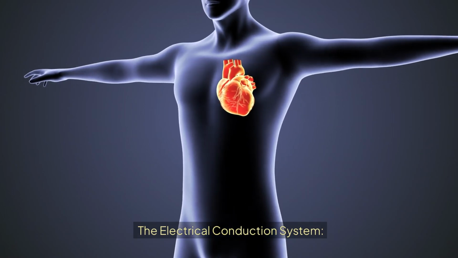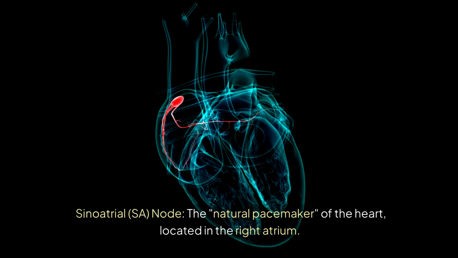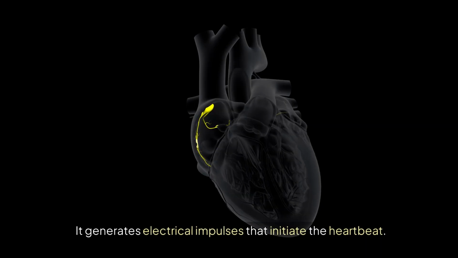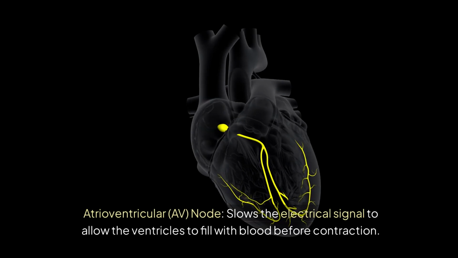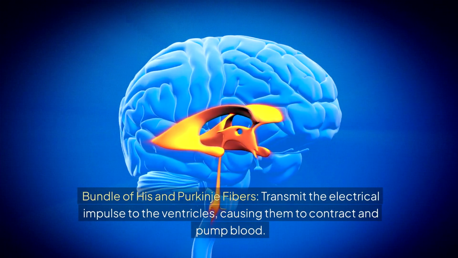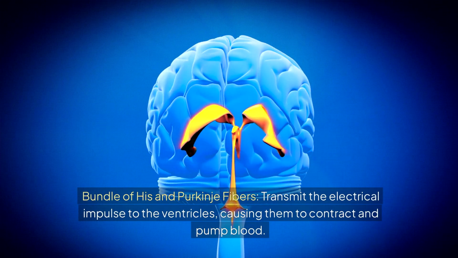The electrical conduction system. Sinoatrial, SA node, the natural pacemaker of the heart, located in the right atrium. It generates electrical impulses that initiate the heartbeat. Atrioventricular, AV node slows the electrical signal to allow the ventricles to fill with blood before contraction. Bundle of His and Purkinje fibers transmit the electrical impulse to the ventricles, causing them to contract and pump blood.